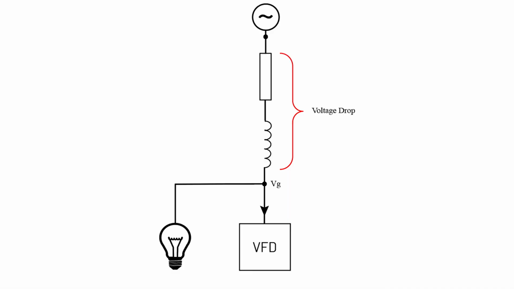Now if we go back to the source model and the load, we will see that we have a voltage drop over the inductor and over the resistor. And this voltage drop is actually what is creating the problem. Because if we are now looking at the point VG, the voltage that is created in the grid at the secondary of the transformer, or your incoming feeder to your facility, or the outlet in the wall, something like that, you will see that since we have a voltage drop over the resistance and the inductor, we will actually have a distorted voltage.